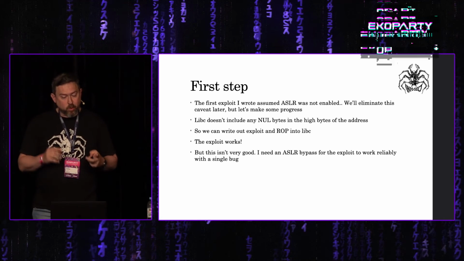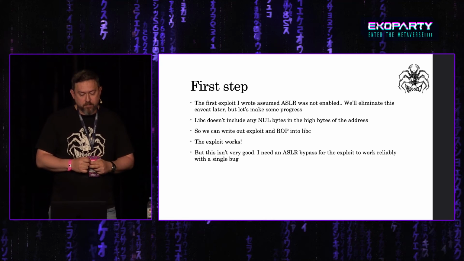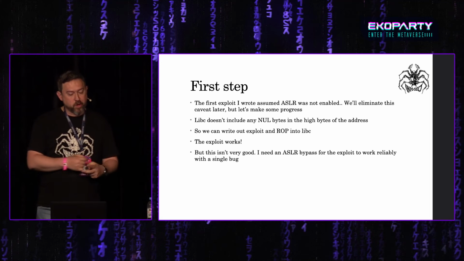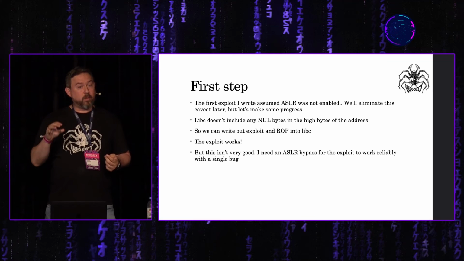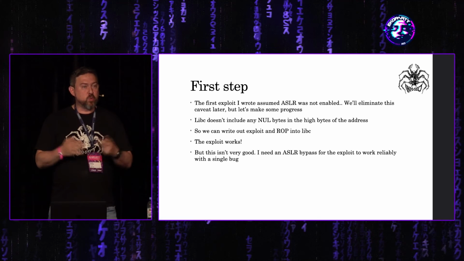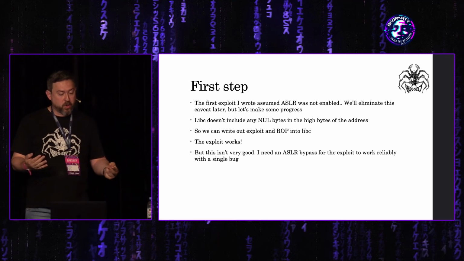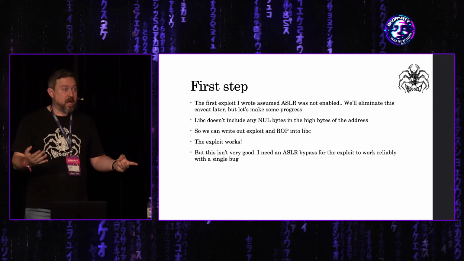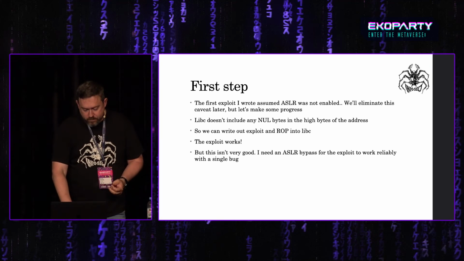Now, for the first exploit I wrote, I was just assuming that ASLR wasn't turned on. We'll eliminate that caveat shortly, but let's make some progress. libc in this particular network service doesn't include any null bytes. It's in the high address space. So we can write our exploit using ROP. We don't have any null bytes in our ROP chain, and our exploit works, and we're able to get code execution. It's not very good, though. Real devices are going to have ASLR turned on, so we need to be able to bypass that for this exploit to be useful.